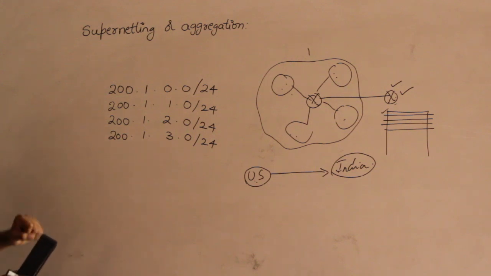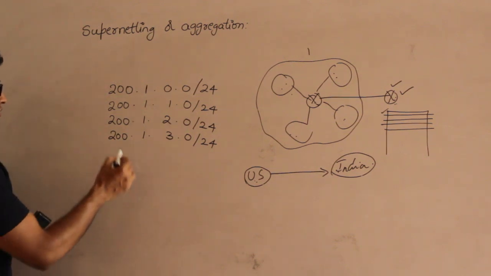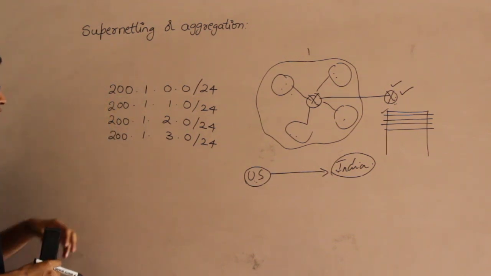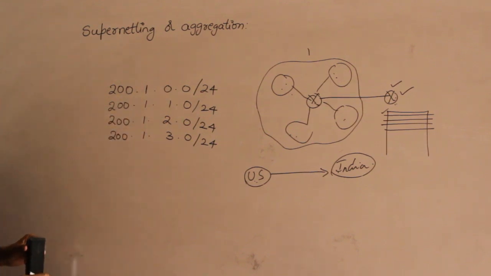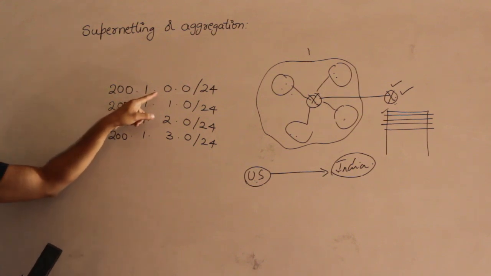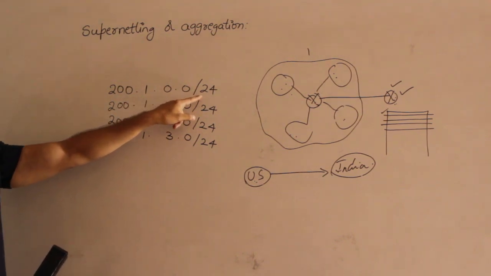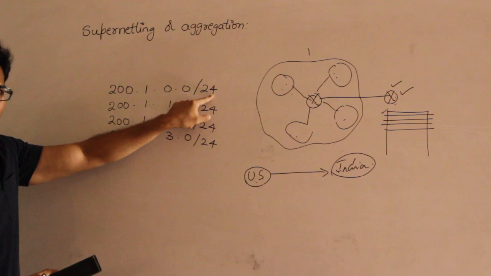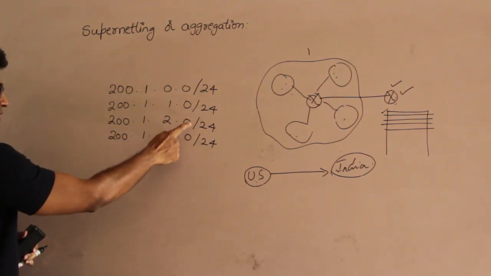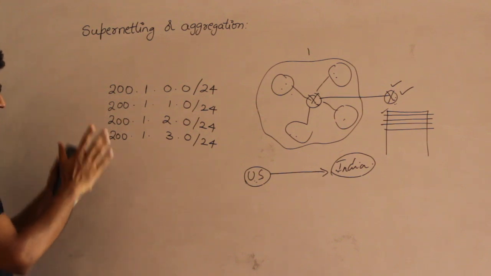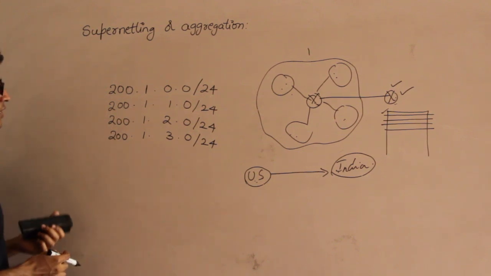We could aggregate the networks if we have followed the rules. First rule is all of them have to be contiguous. Yes, they are contiguous. And second rule is all of them have to be of the same size. What is the size of this one? 2 power 8. Why? 24 bits are in the network ID and 8 bits are in the host ID. What is the size of this one? 2 power 8, 2 power 8, 2 power 8. Yes, sizes are all 2 power 8 and all are equal.